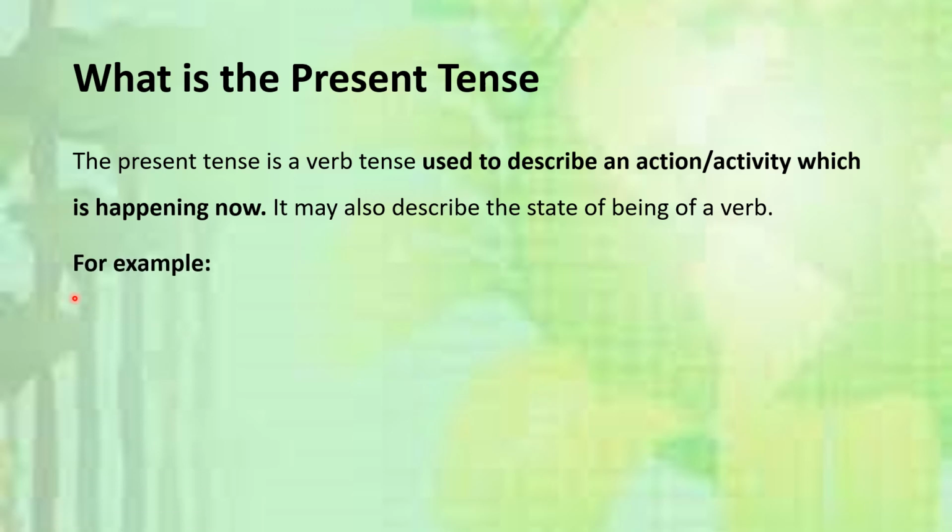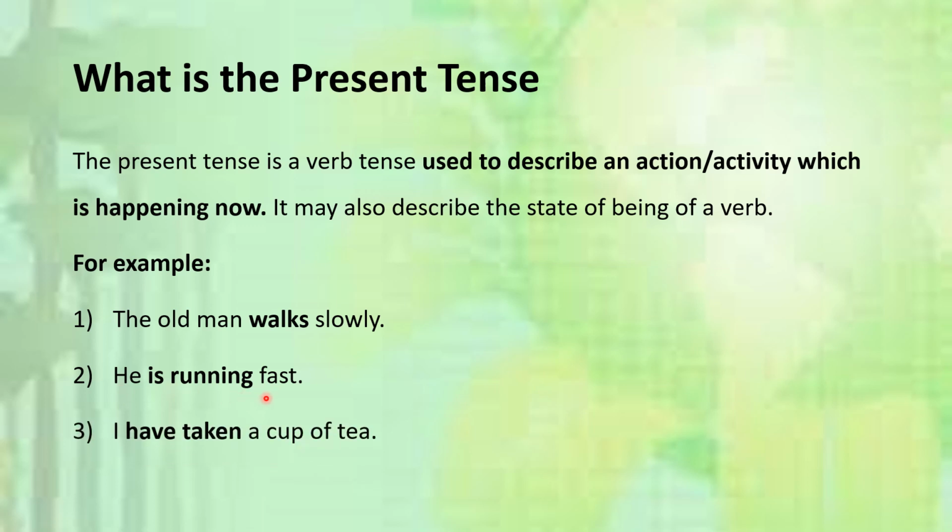For example, the old man walks slowly. He is running fast. I have taken a cup of tea. And it has been raining since noon. You can notice that in all these four sentences, the tense is used to describe the action or activity which is happening now.